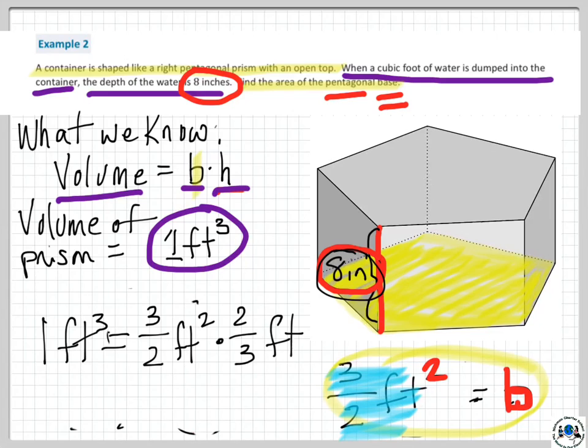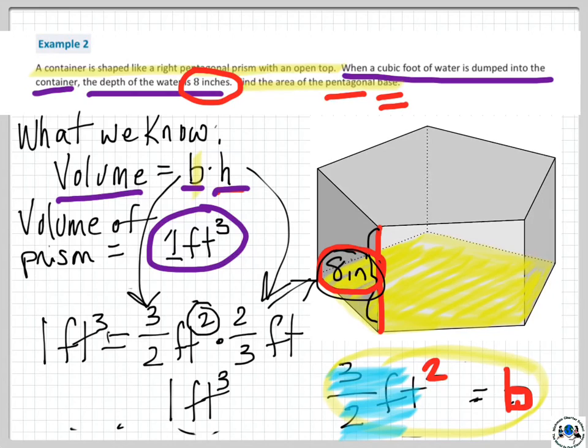And again, this 2/3 foot is actually that 8 inches converted. So here's our height, here's our base that we solved for. And 3 over 2 times 2 over 3 is actually 1. Then cubic foot, because we are multiplying a square by just a foot to the first power, and therefore we get cubic feet. And there we go, it solves it. It checks.